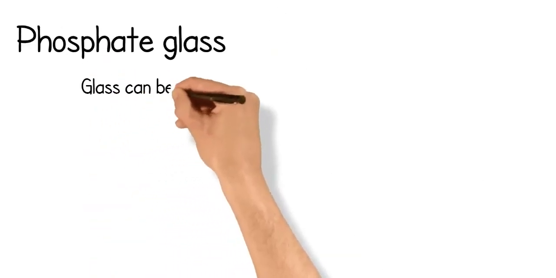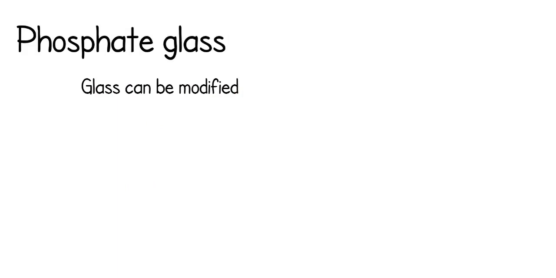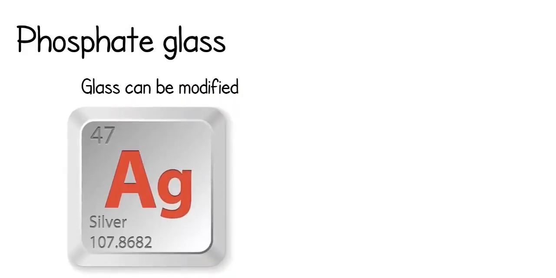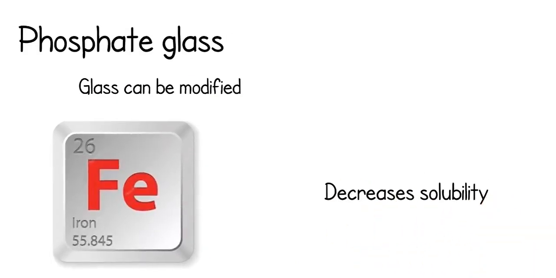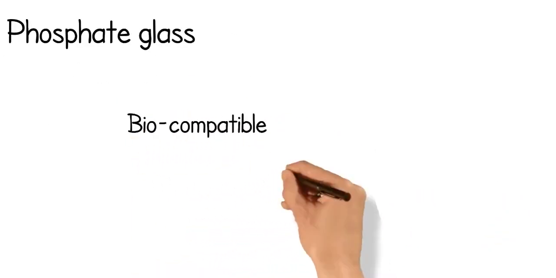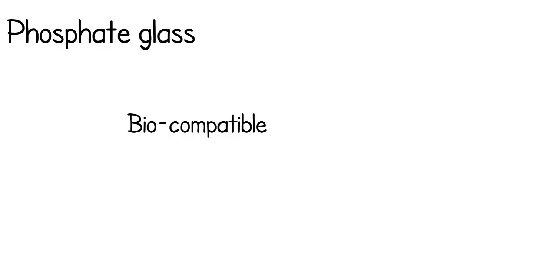One of the strengths of phosphate glass is how easily its properties can be modified. For example, the addition of silver into the glass network gives it antibacterial properties, and iron decreases its solubility. Phosphate glass is biocompatible. Phosphate is a main component of our bones and teeth and is harmless and safe. Phosphate glass also breaks down and dissolves in contact with water and is therefore biodegradable.